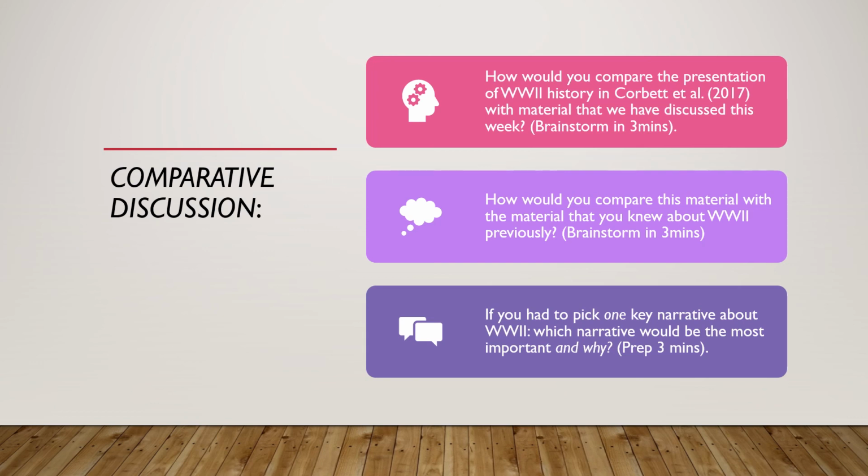First thread should be, how would you compare the presentation of World War II history in Corbett et al., that is the OpenStax textbook, with the material that we have discussed this week in these lecture slides and voiceover slides, sort of podcast-like format? Second, how would you compare the material with the material that you knew about World War II previously? What was new? What was not new? Why? And then third, if you had to pick one key narrative about World War II, which narrative would you argue is the most important and why?